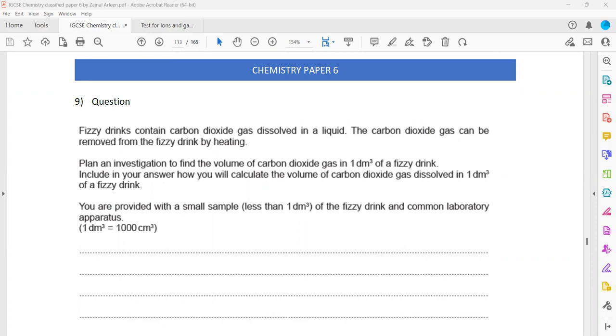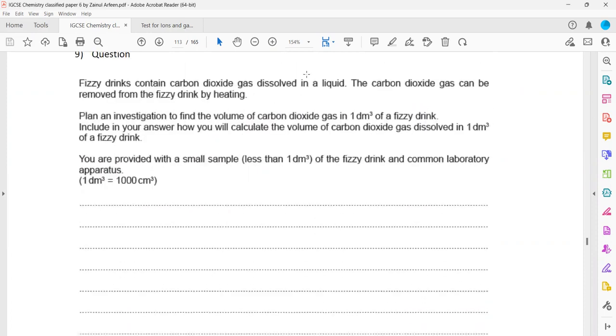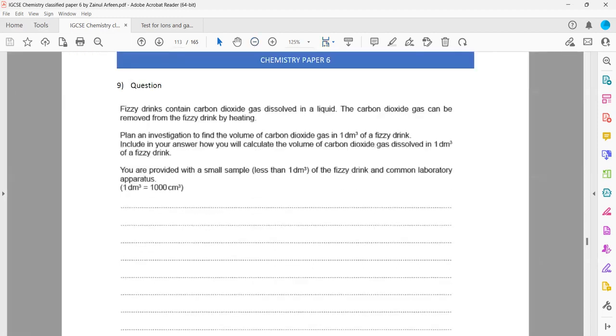So we have to plan how we can work out what volume of gas is dissolved in this. So, anyone want to answer how we can carry this out? We will take the sample we have and then heat it. And then we will also place a gas collection apparatus. Okay. Or we can deduce the volume of gas from the change in mass. And then we can conclude, like if we had 0.5 decimeter cube, we will have half the volume of gas as in 1 decimeter cube.